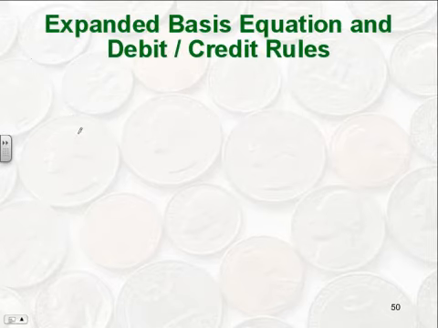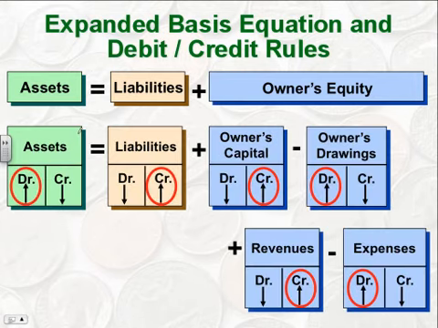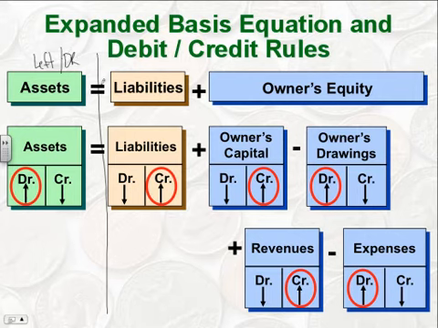Let's review the expanded basic equation and debit and credit rules as a summary to the section. You really need to understand this by now. Assets are on the left side of our balance sheet, and therefore they have a normal balance on the left and they go up on the left side, which is debit. Liabilities and owner's equity are on the right side of the balance sheet, and therefore they typically go up on the right hand side.